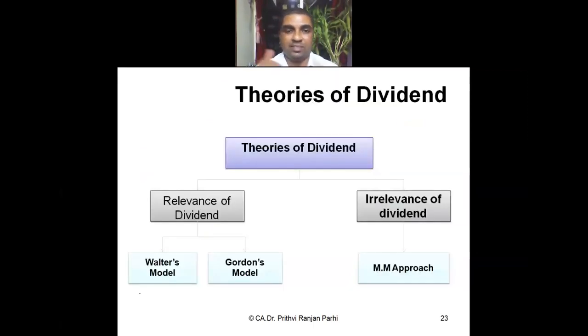And we can divide these theories into two categories broadly. One is called relevance of dividend. That means these two theories say that dividend is relevant. And the other theory, or approach, says dividend is irrelevant. So Walter's model and Gordon's model say dividend is relevant, in the sense that dividend has some impact on the value of the firm. But the MM approach says dividend is irrelevant. That means dividend doesn't have any impact on the value of the firm. Are you getting the broad classification? Yes, sir.